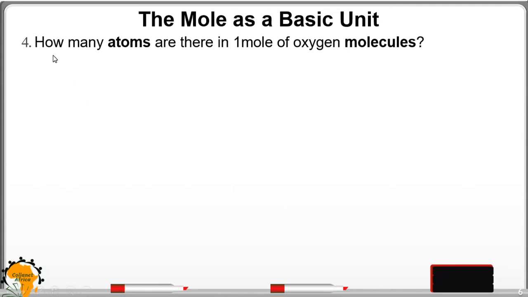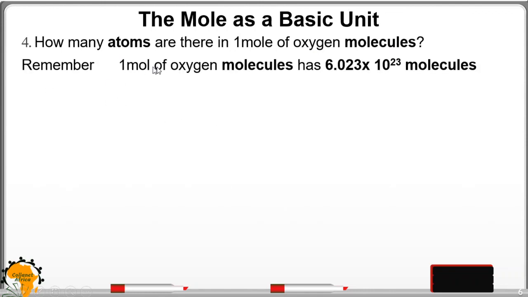Example 4, how many atoms are there in 1 mole of oxygen molecules? Here I want you to note this. We are talking about atoms and we have been given 1 mole of oxygen molecules. So we have to do an interconversion between atoms and molecules. Remember, 1 mole of oxygen molecules has the Avogadro's constant of molecules. So in this 1 mole we have this number of molecules. But we know that 1 molecule has 2 atoms.